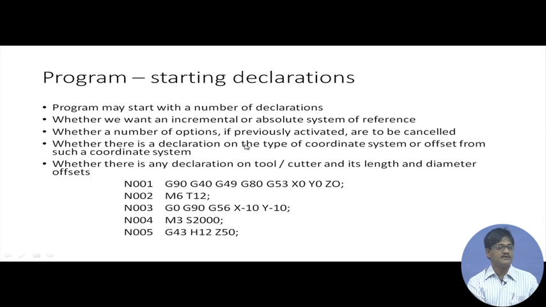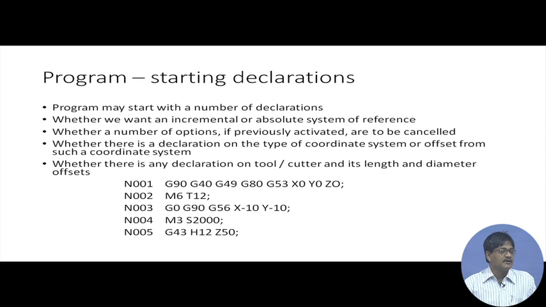Starting declarations. So, when a program is starting, it might be starting with a number of declarations. What sort of declarations are we talking about? It might be stating whether it is adopting the absolute system of reference to coordinate values, or it is referring to incremental values of movements. That means, if it says G91 x30, it simply means that the incremental system is being adopted by G91, and x30 would be referring to a movement which is 30 millimeters along x. It has nothing to do with the absolute coordinate value of the particular position of the tool.